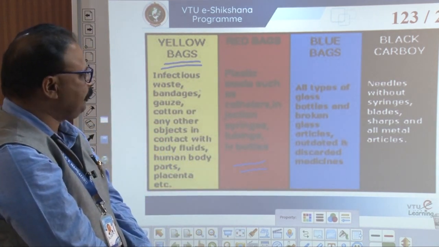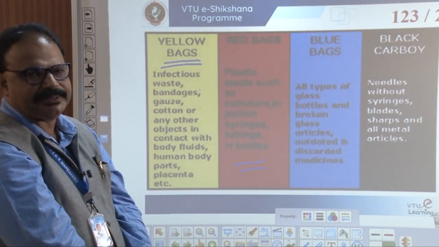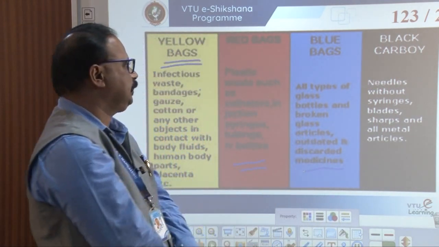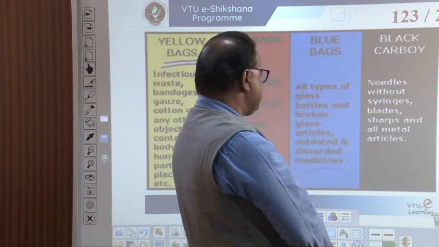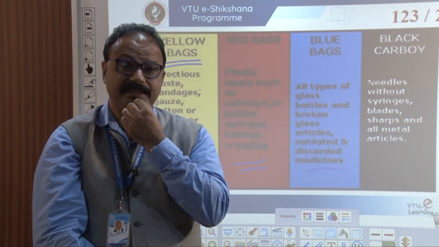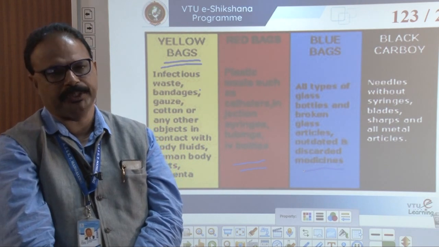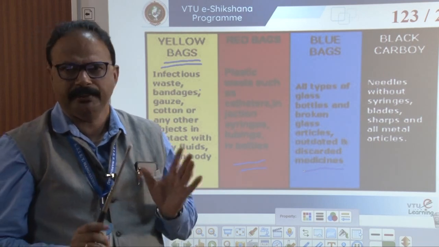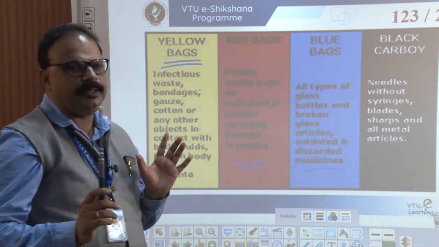Blue bag: all types of glasses, bottles, broken glasses are discarded in the blue color. Black color is for needles without syringe, blades, shafts, and other metal articles. These are the different color bags used in the hospital for collection. Very, very important, the 2016 amendment. We have to obey the rule. All hospitals have to obey the rule.